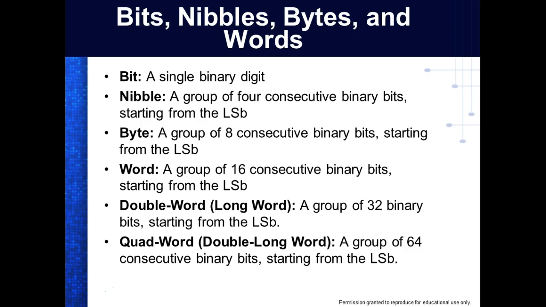I've never seen it called a long word in PLCs. In PLCs, they refer to it as a double word. In computers, they'll call it a long word, and in PLCs, they call that a double word. And then a group of 64 consecutive binary bits, we refer to this as a quad word, but in PLCs, they call it a double long word. Now, most PLCs usually give up on this because it's a huge number. So normally in industry, we don't have to count that far, but some of them do support these quad words.